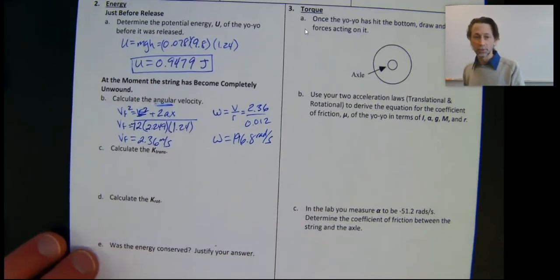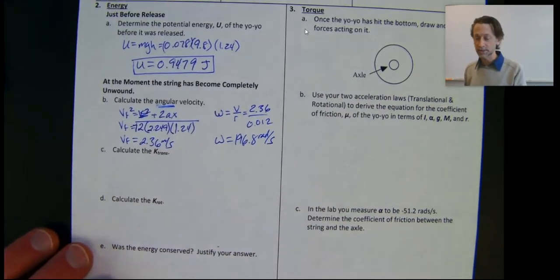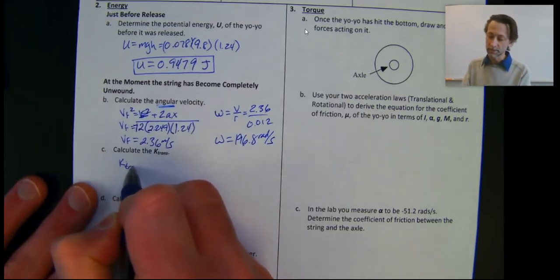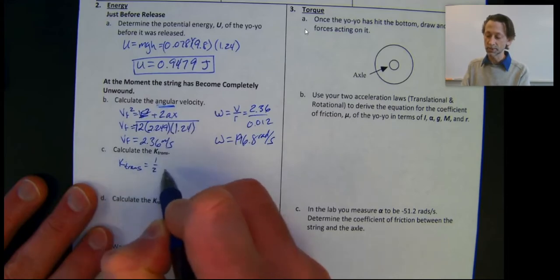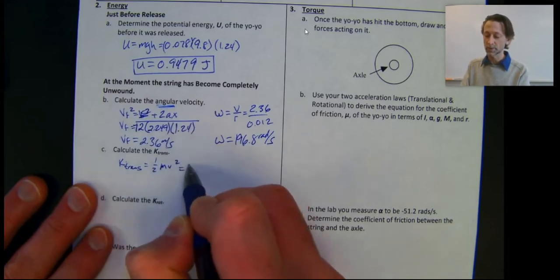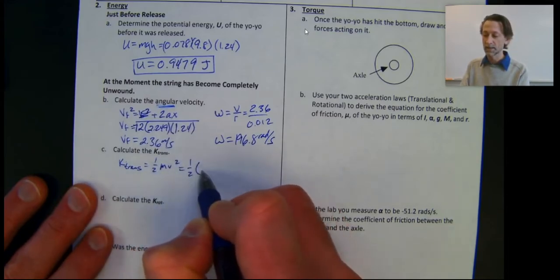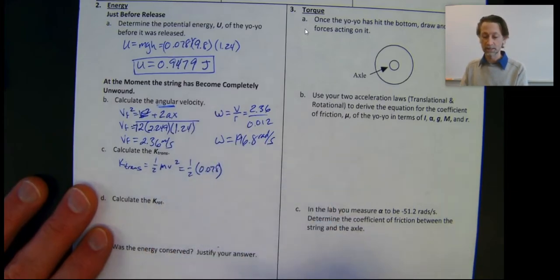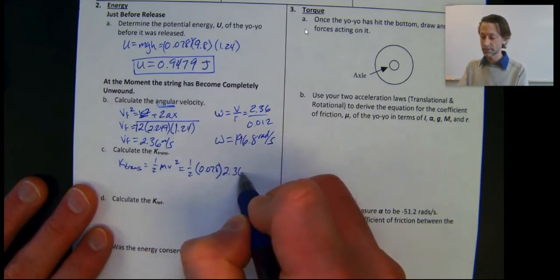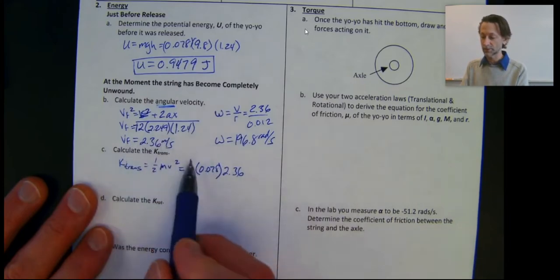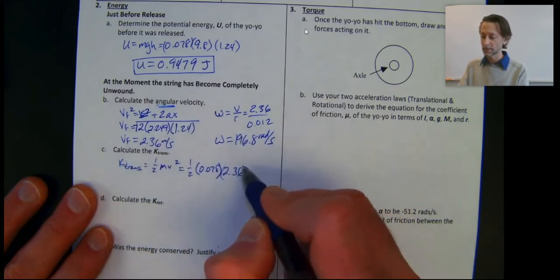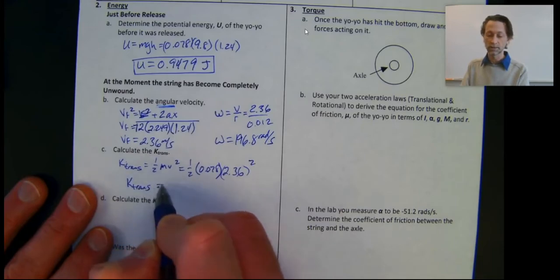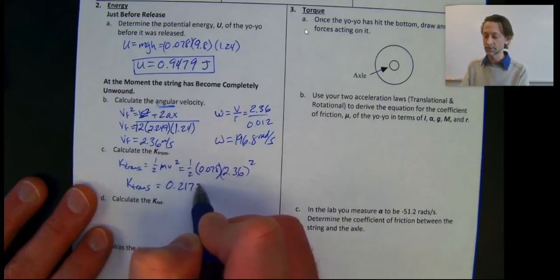Next up, what we want to do is calculate the translational and rotational kinetic energy. So remember that our K-trans is going to be the equation we studied earlier, which is 1/2 mv squared. So we can take 1/2 of the mass, which we said was 0.078, times the velocity of the 2.36 that we just calculated up here. So we have to know both of these, and then square that, and we get a K-trans value of 0.2172 joules.